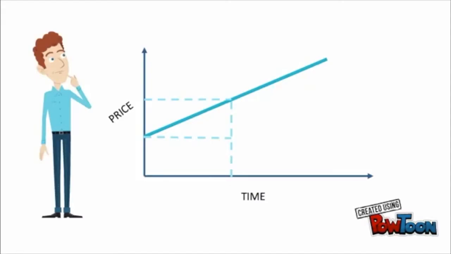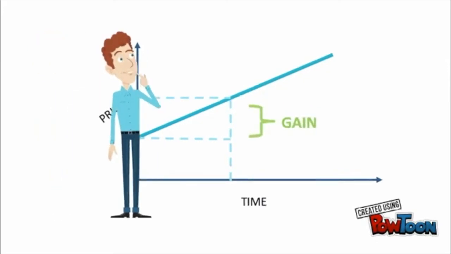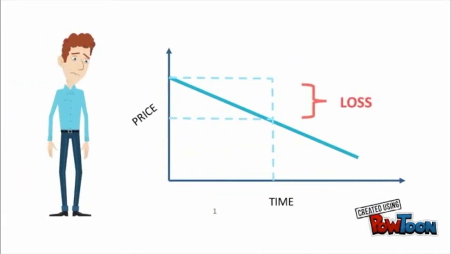In the future, the asset may increase or decrease its value. In the first case, as the option holder has the right to buy at the agreed price, there is a gain. Otherwise, the holder will not buy the asset, as they would have a loss.